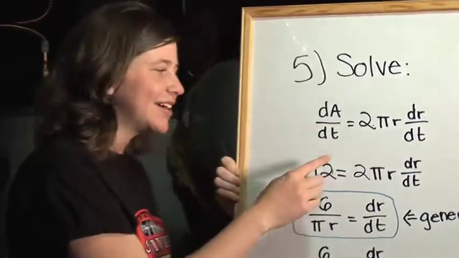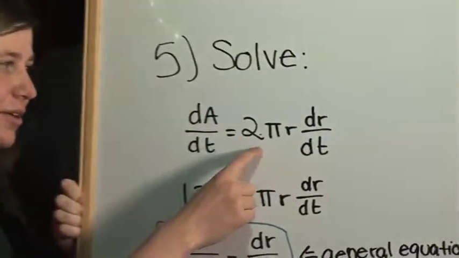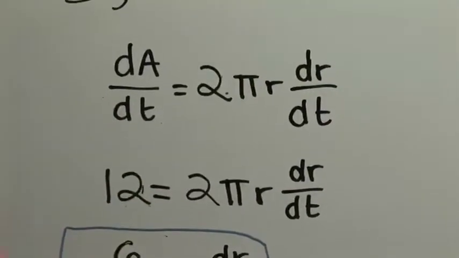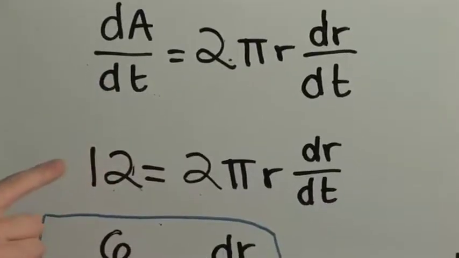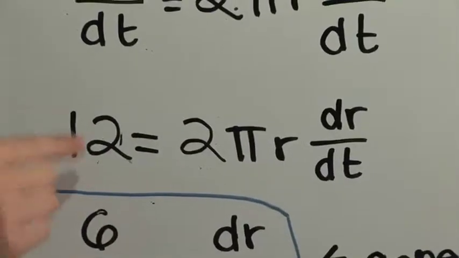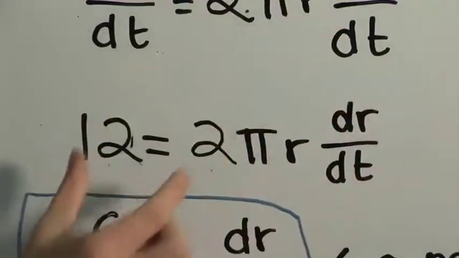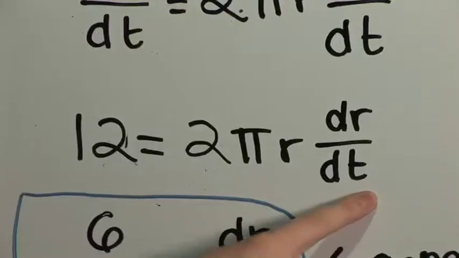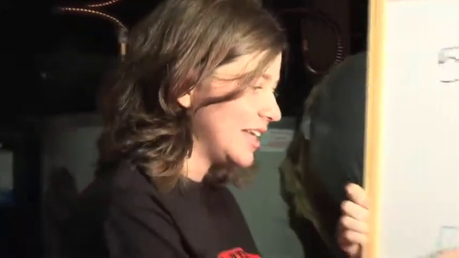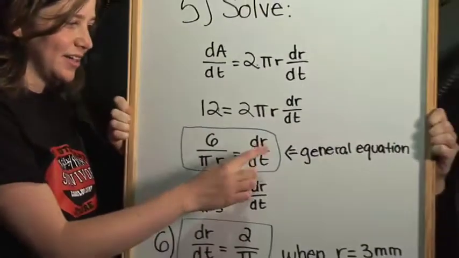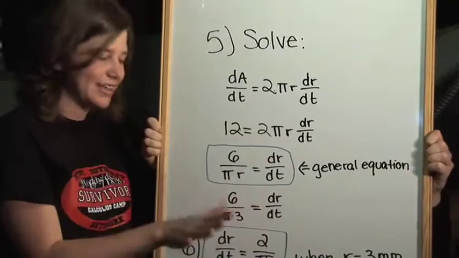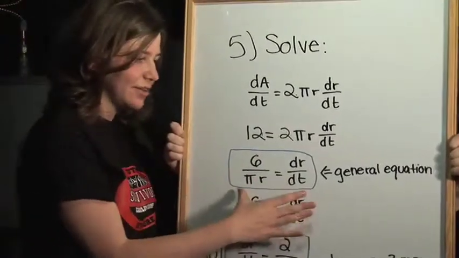So from step 4, we have dA/dt equals 2 pi r dr/dt. So from the givens, we know that dA/dt equals 12. So we can plug in 12 into this equation and get 12 equals 2 pi r times dr/dt. So after we've done some algebra, we can figure out the general equation, which is 6 over pi r equals dr/dt. That's what we wanted to find. Not a big deal. All we did was some algebra. It's okay. So this is our general equation.